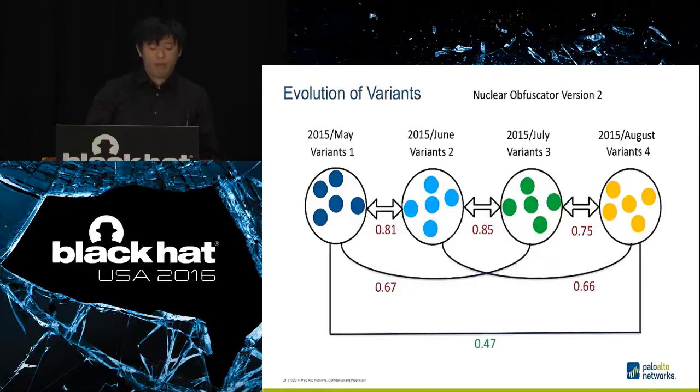Finally, we check variant 1 and variant 4. We can see the similarity dropped to 0.47. With previous research, it's hard to link variant 1 and variant 4 because their similarity dropped lower than 0.5. But with our method, we can apply a threshold to link variant 1 and variant 4 together and make the link. And this is the advantage of our work.